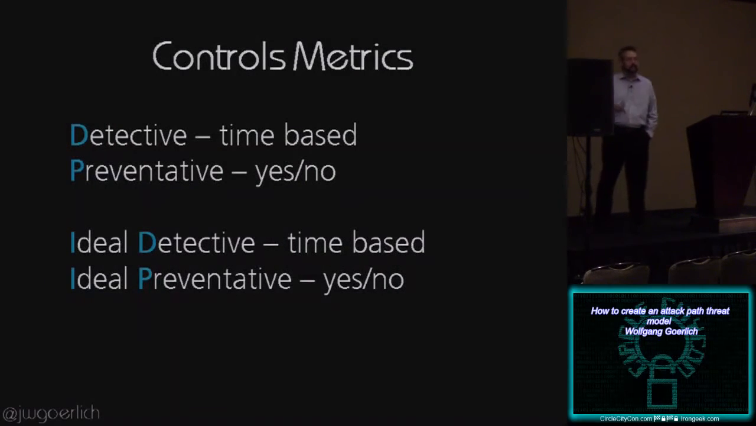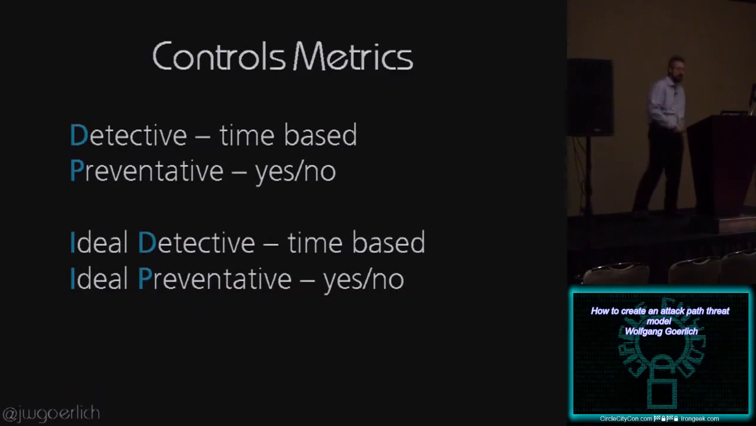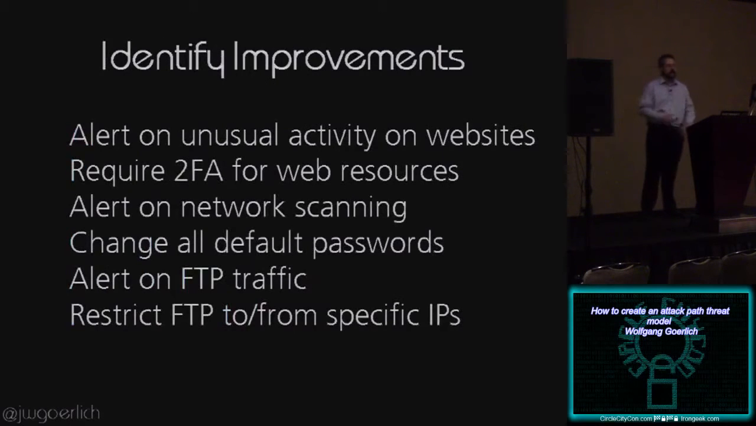So this ideal detection, ideal prevention is key because this is what allows us to begin to build a punch list that begins the remediation plan. Some high-level improvements would be things like, hey, why don't you do 2FA for all your business partners, right? You should be using something like Duo to get that done. Why aren't you alerting on network scanning? All these types of things.